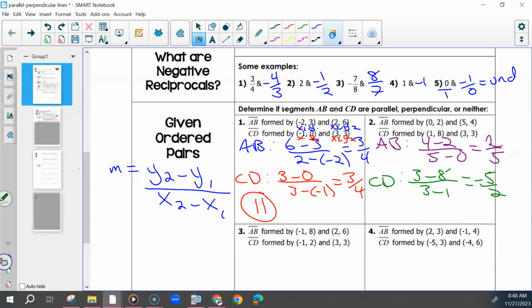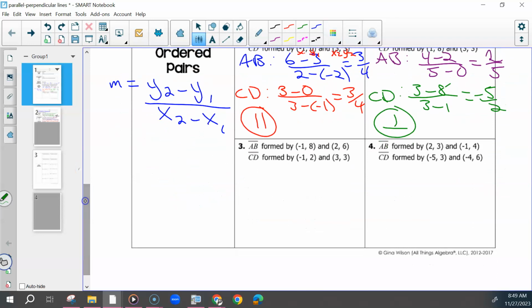They are negative reciprocals. The fraction has been flipped, and there's one negative. The sign has switched. You can write out the word or use the sign. Simple. Let's do number 3.